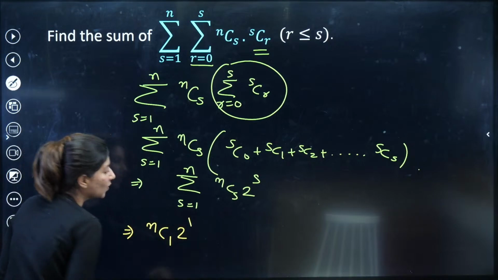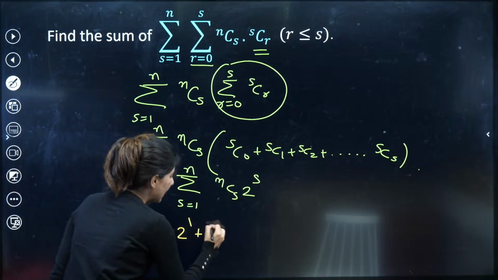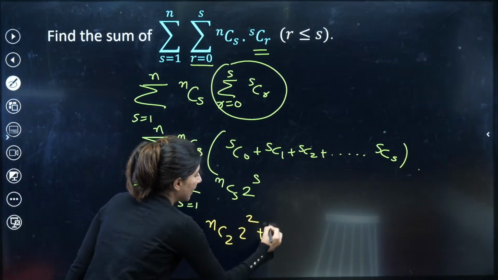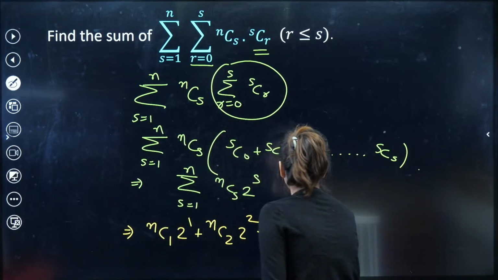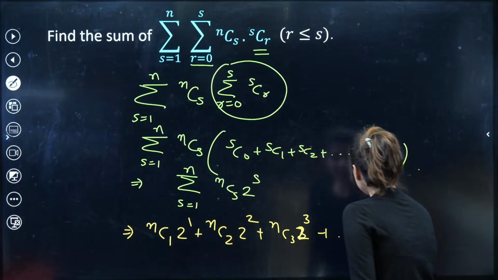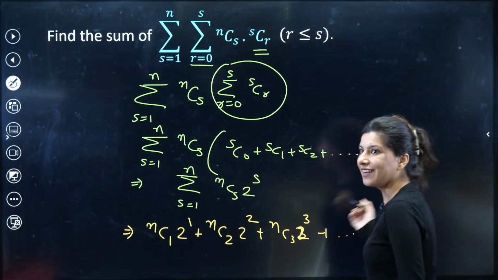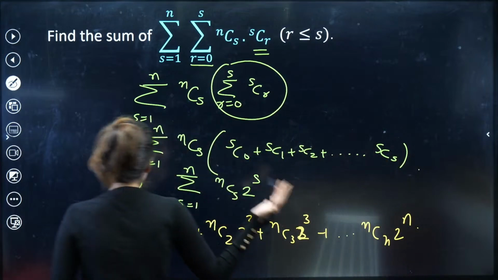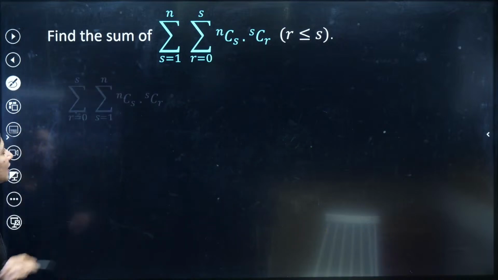NC1 2 raised to power 1, NC2 2 square, NC3 2 cube, and all the way up to NCN 2 raised to power n. What is this? This is looking like an expansion, right? Let me just tell you.